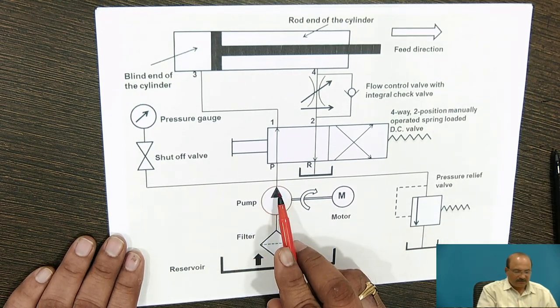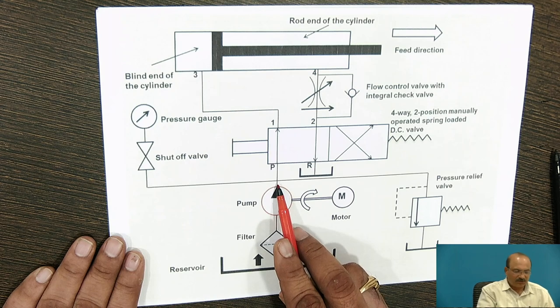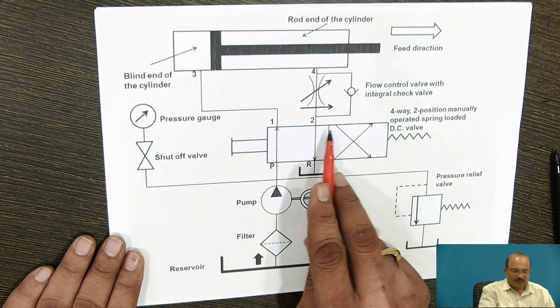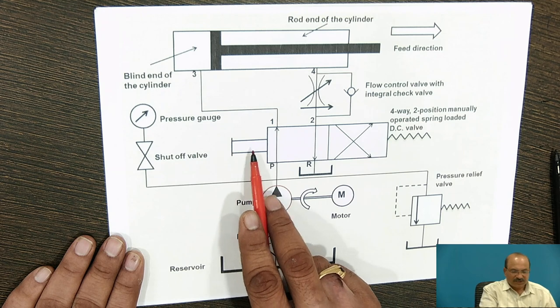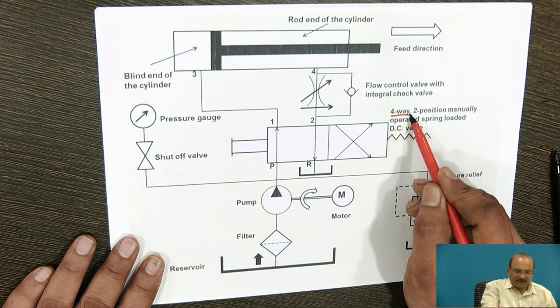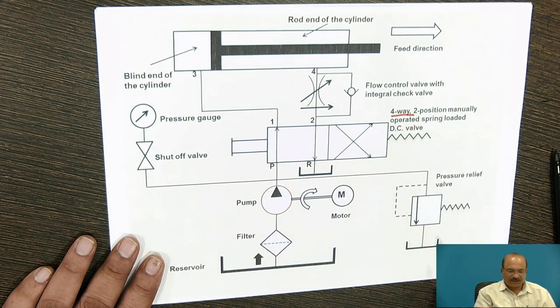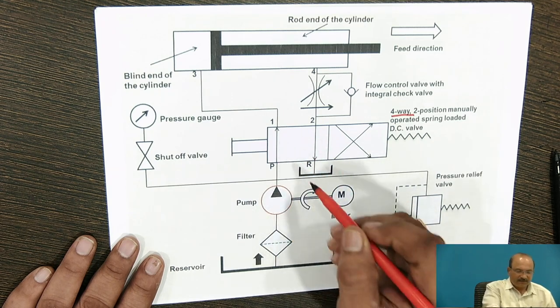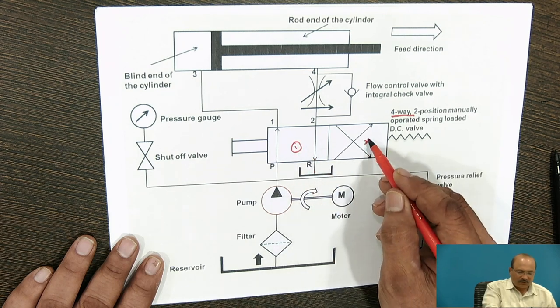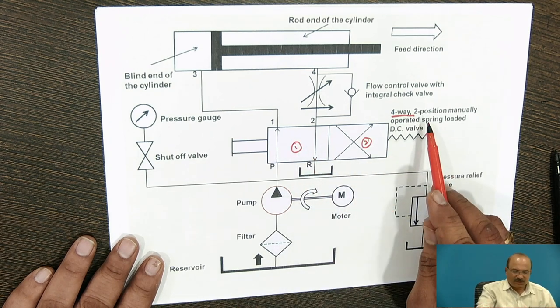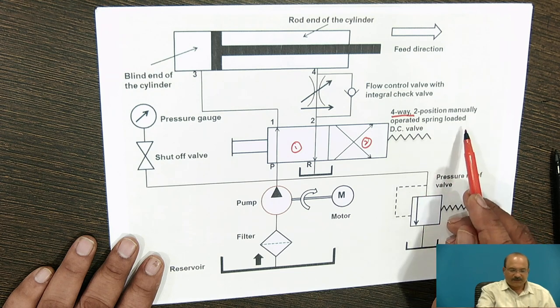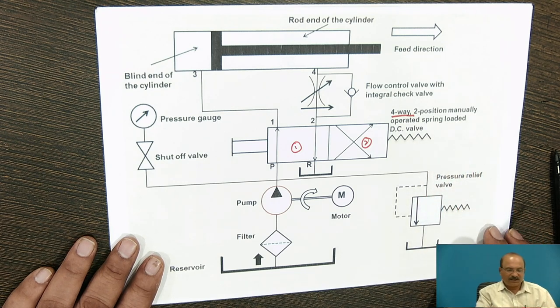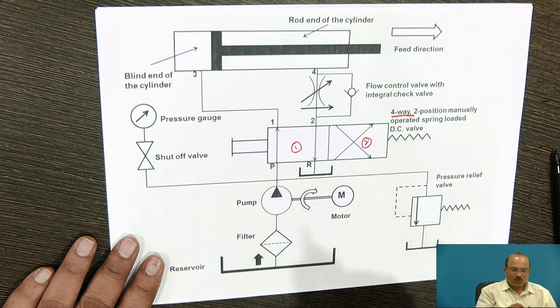Then whatever pressure we have defined, the oil comes at that pressure through this control system. You are going to consider it as a four-way, two-position, manually operated, spring-loaded DC valve. This DC valve has two positions, this is one and this is two. In the previous lecture, you might have seen the details of a four-way, three-position valve. Here we have taken two positions.